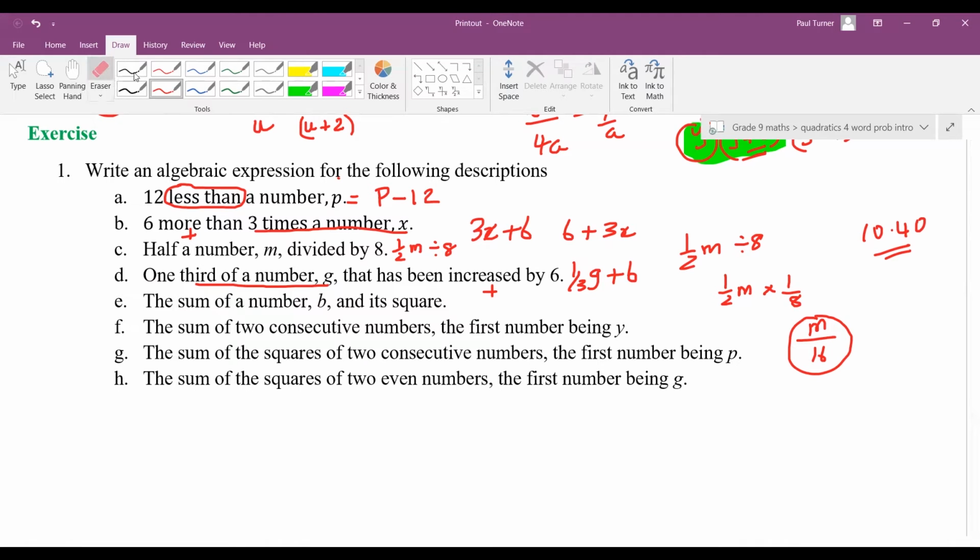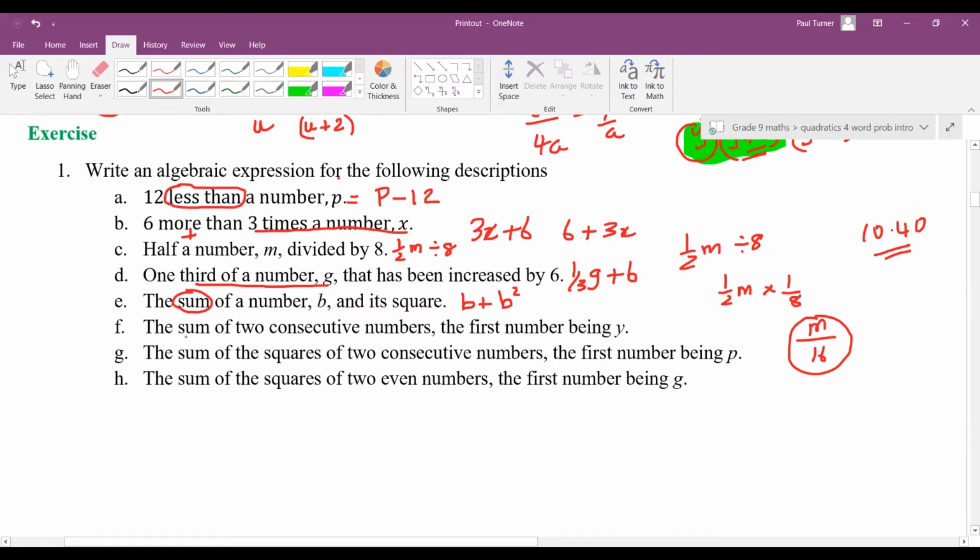E, the sum of a number B and its square. So if your number is B, let's clean a bit. If your number is B, the sum of the number and its square. So that would be B squared. I didn't specifically say B squared, but it's implied. A B and its square. Okay, B plus B squared.